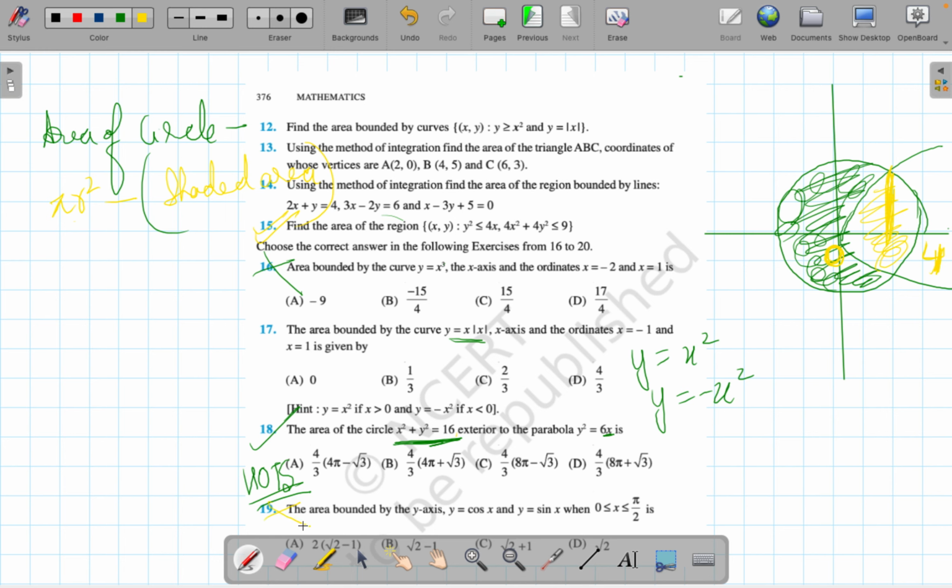Question number 19 again you don't have to do, right? Again, it is not in your CBSE syllabus. So that is all from my side about areas. Okay, how to find areas with respect to integration. So if you have any doubt, please write in the comment below. Thank you.